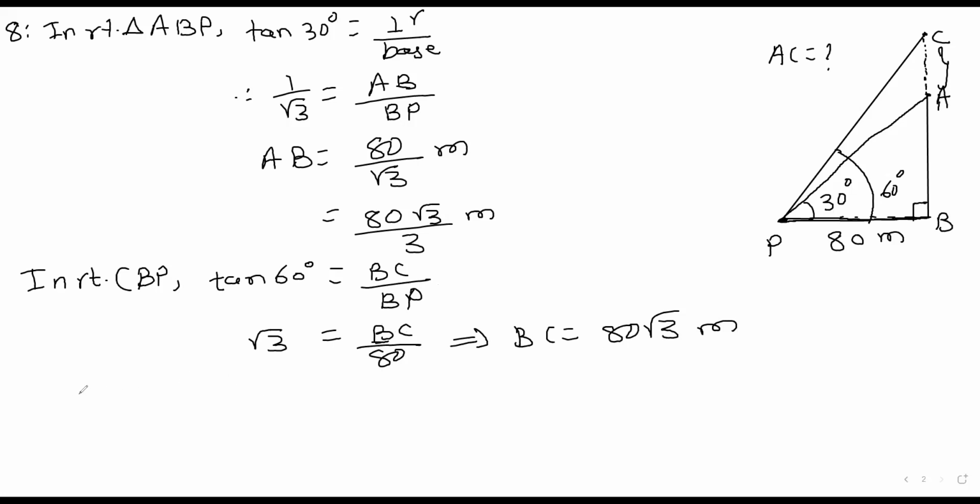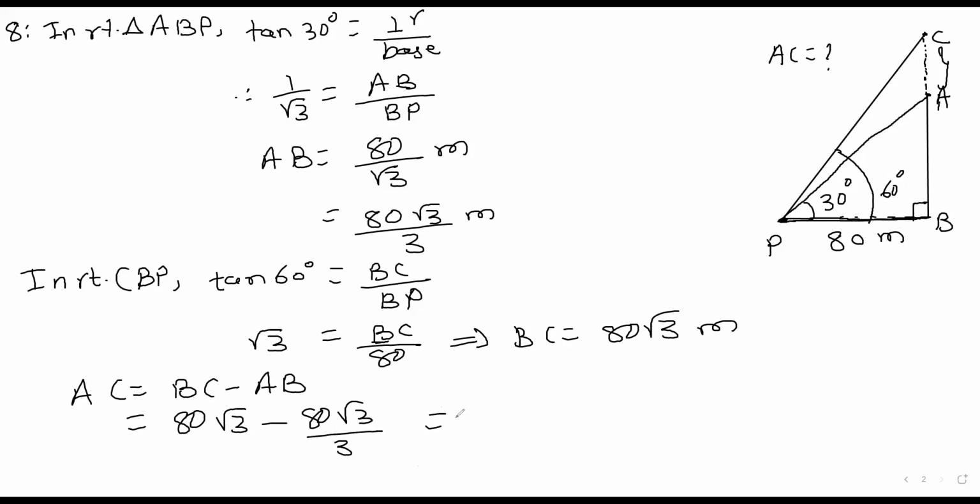But how much high is nothing but AC. So AC is going to be BC minus AB. Do you understand? Collinear points. What is AC? BC total height minus AB, that is the finished height. So you get 80 root 3 minus 80 root 3 upon 3. Barabar? So this is going to be 240 root 3 minus 80 root 3 upon 3. म्हणजे किती येईल सांगा, 160 root 3 upon 3.